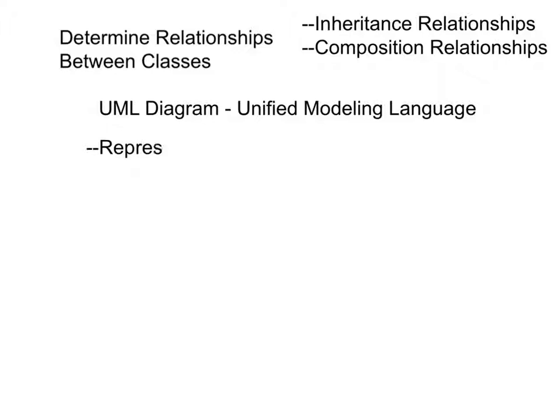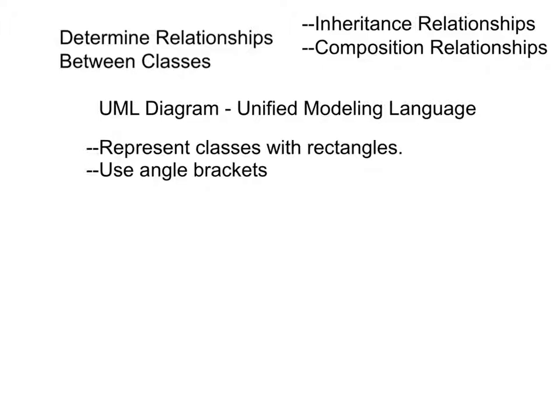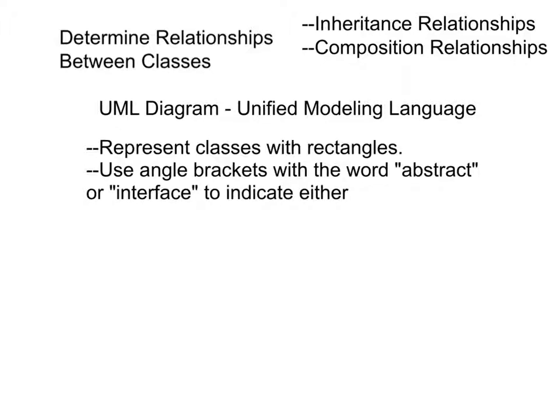The first is to represent classes with rectangles. I have to make sure I have enough room here to type. Represent classes with rectangles. We use angle brackets with the word abstract or interface to indicate either an abstract class or interface. That seems kind of obvious.